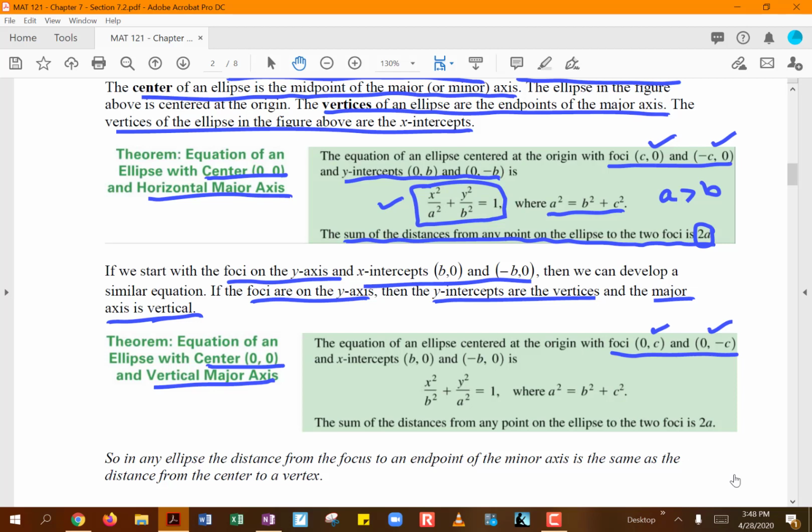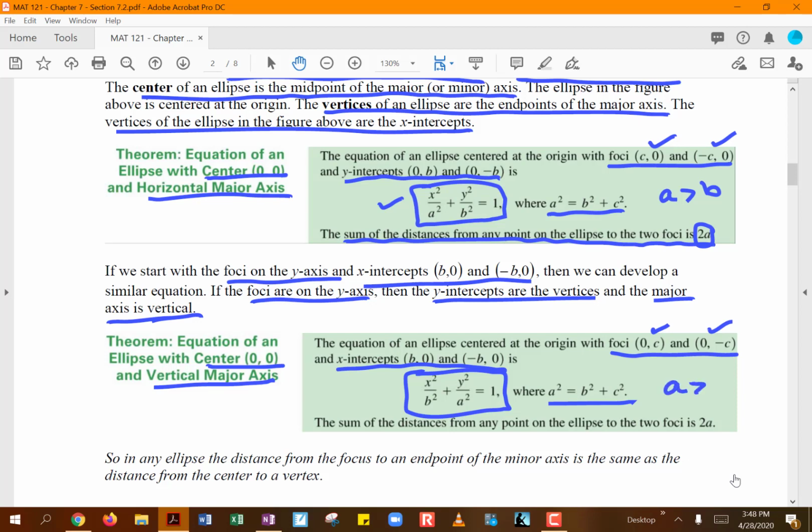So it's (0, c) and (0, negative c). Instead of y-intercepts, we will have x-intercepts, and they are going to be at (b, 0) and (negative b, 0). And look at our equation over here. It now ends up becoming x squared over b squared plus y squared over a squared equals 1. And the relationship between a, b, and c will still be the same: a squared equals b squared plus c squared.